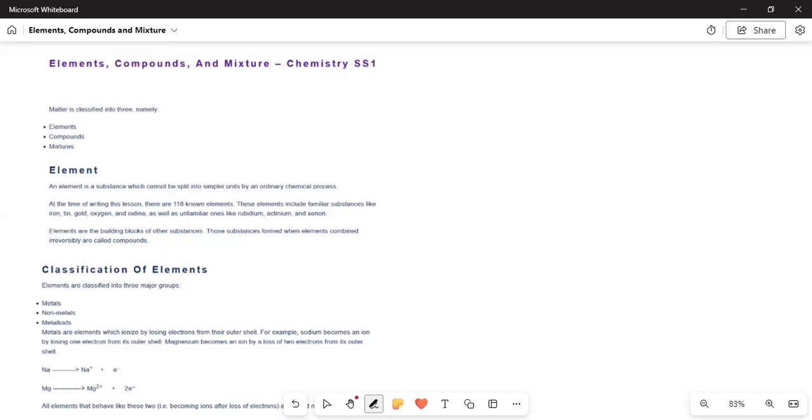We have classified matter into three classes. Matter may be an element, it may be a compound, it may be a mixture. And these are the three groups in which matter can be classified: elements, compounds, and mixtures. So, what is an element?